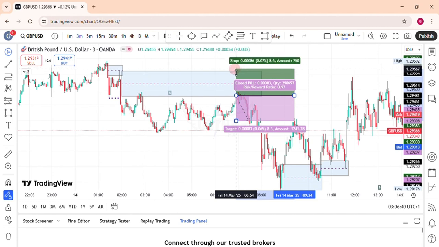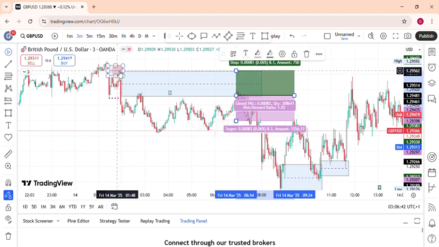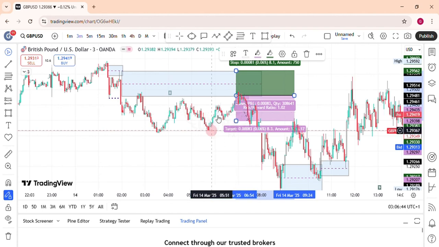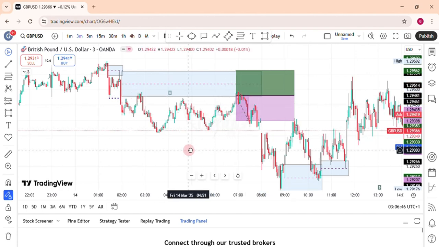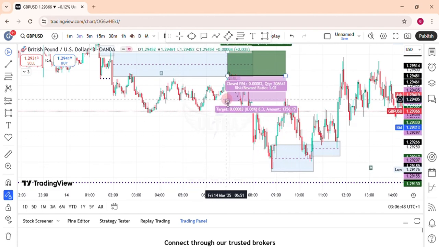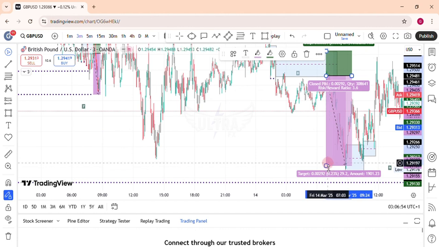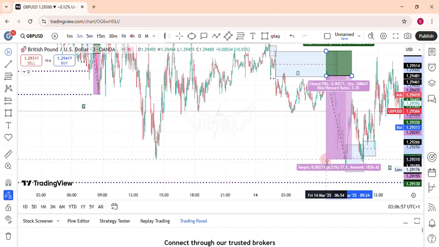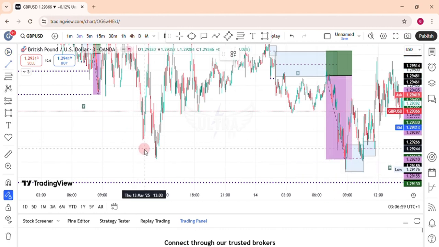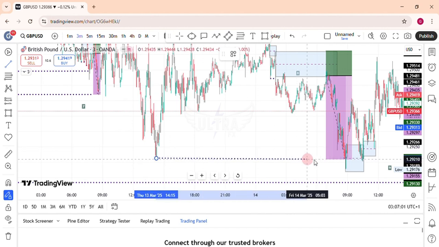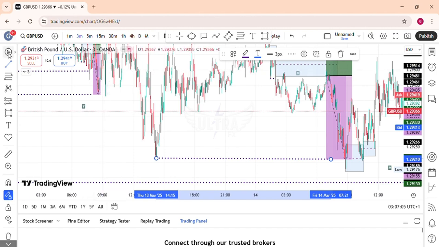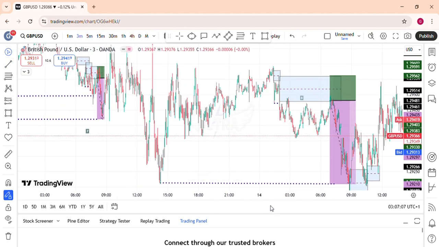Putting your stop loss here right above this high, and your entry here, your take profit should be at the very end of that previous low right here. So this is the first entry for your number 8 trade. So let me show you the second entry.